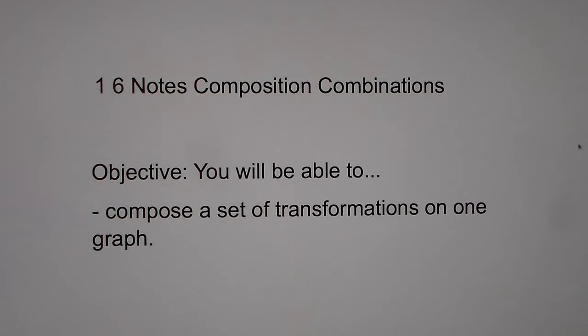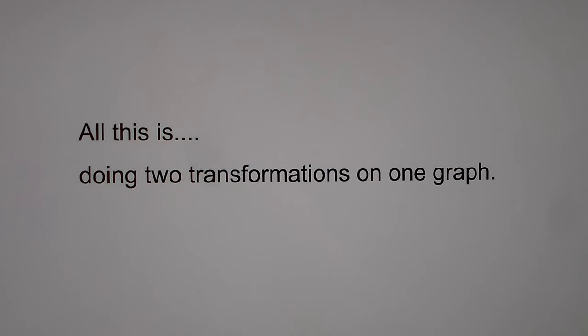Alright, this section is 1-6 notes, composition of combinations. Your objective: you'll be able to compose a set of transformations on one graph. That's what these notes are going to be all about. So all this is doing is two transformations on one graph. That's all this really is.